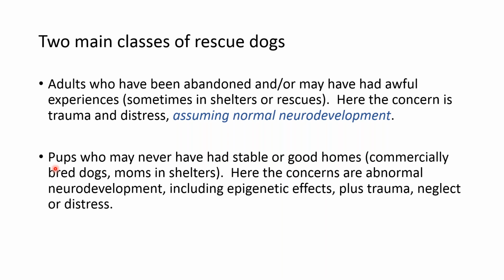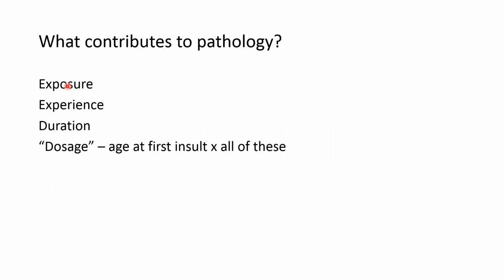So let's talk about what happens to the pathology. Pathology in behavioral medicine is interesting because especially for these dogs who have horrible things happen and may have also had neurodevelopmental issues, we have to ask what are they being exposed to? And if you've got neurodevelopmental issues, you're already going to be more reactive because you've been exposed to stressful things already. What's your experience? Have you had any good experiences, or have there only been bad experiences? And how long have you had good or bad experience? So what's the duration of your experiences? What's the duration of the exposure to the stressor? And if you multiply those three together, that gives you a dosage of trauma that will contribute to the pathology.